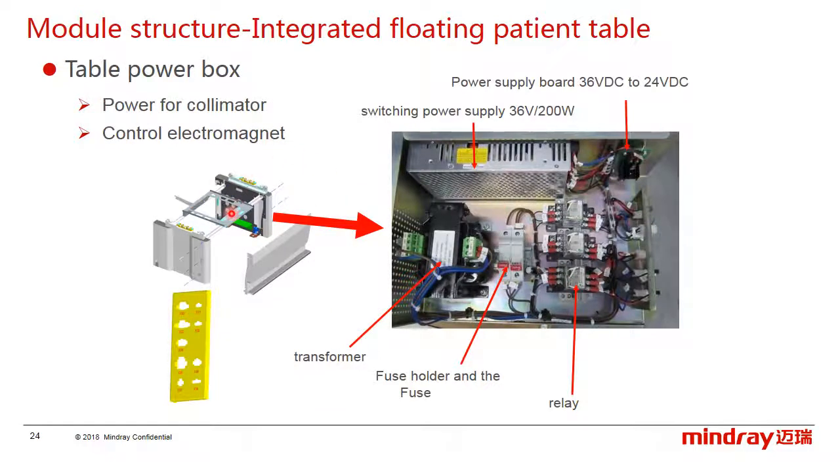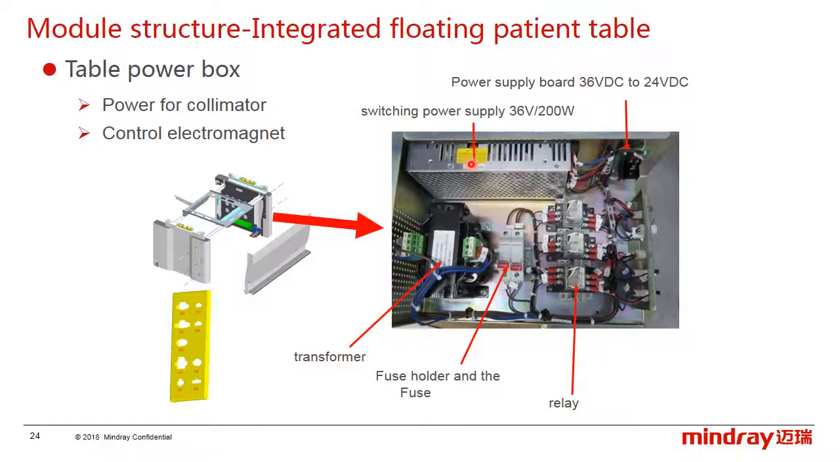The table power box is located on the right side of the table body. It provides power to the collimator and all the electromagnets. Here, this is the transformer. It switches the 220 volt AC to 24 volt AC for the collimator.